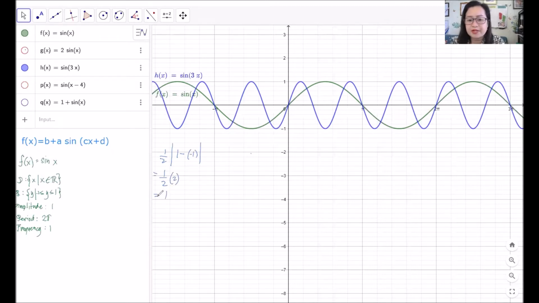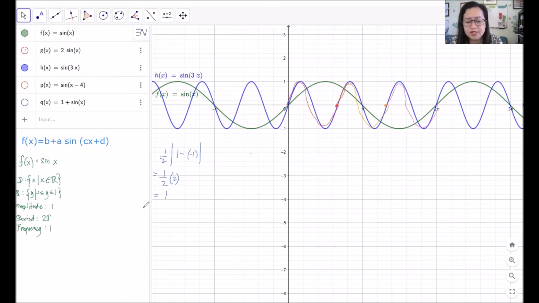But what about the period? In the interval 0 to 2 pi, let's see how many complete cycles we have. So we will have 1. I'll change the color so that you can see. Up, down, up. So we have 1 complete cycle here. Now let's have another cycle. I'll change the color so it will not be counted as the same thing. So here is another cycle. Then another cycle would be from this point up to 2 pi. So in this case, the frequency is not anymore 1, but we will have 3.